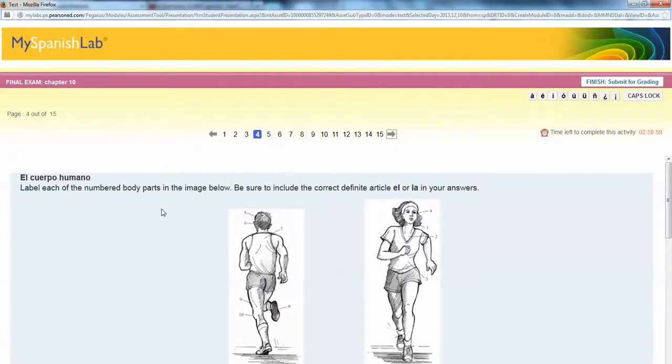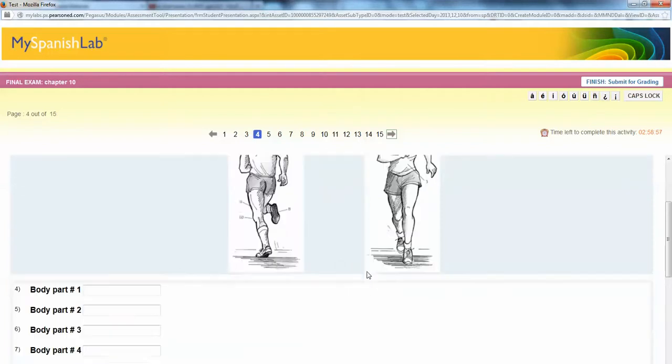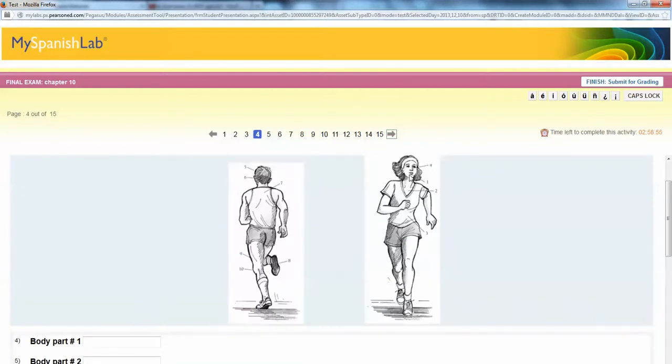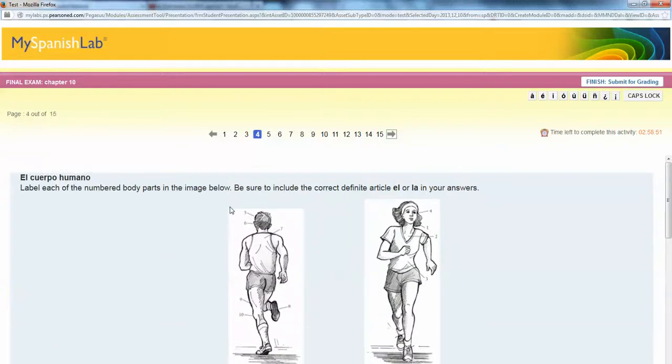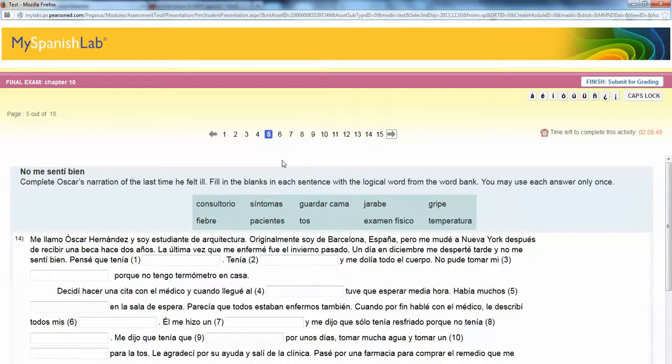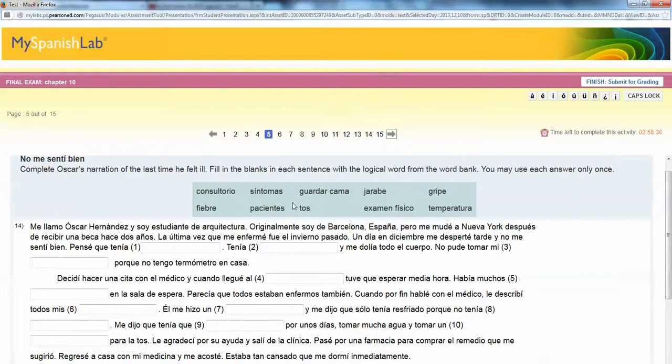Then you want to label the body parts, so they're numbered in these pictures. You just look: body part 1 is pointing to the mouth, so you say what the mouth is. And don't forget to include the definite article in your answer. So you want to say the mouth, not just mouth. Okay, here, complete Oscar's narration of the last time he felt ill. Fill in the blanks in each sentence with the logical word from the word bank. So you just fill in the blank with the words from this box.